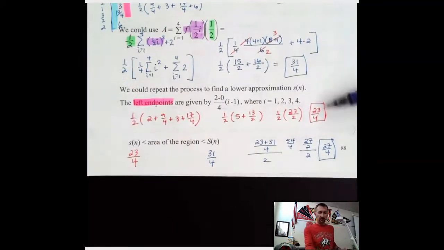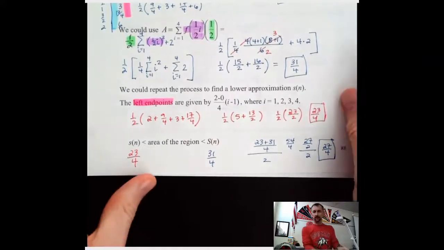Which we could have figured out pretty quickly here. Actually, the difference between those is 8. So half of 8 is 4. So there we go. So that works.